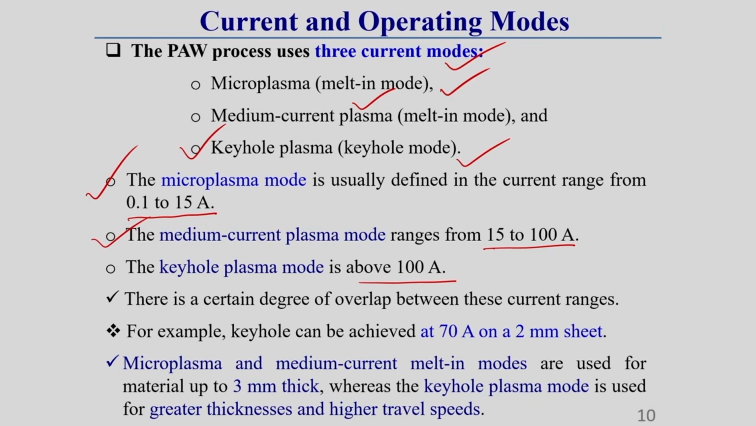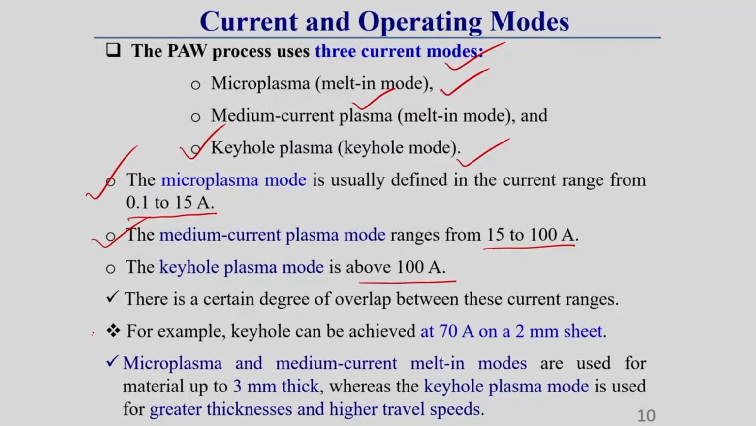But here one thing you should keep in mind: there can be overlapping of keyhole and melt-in mode. It is observed that if you use a lower thickness of material, like 2 millimeter, we can get through thickness penetration by using 70 ampere current. That is why, depending on the thickness of the plate, there can be overlapping of modes. That means by medium current mode itself we can get keyhole mode if we use lower thickness of material. That exception I have also written: keyhole mode can be achieved at 70 ampere on a 2 millimeter thick sheet. Generally microplasma and medium plasma welding techniques are used for plate thickness of maximum 3 millimeter. Above 3 millimeter thickness, it is preferable to use keyhole mode.